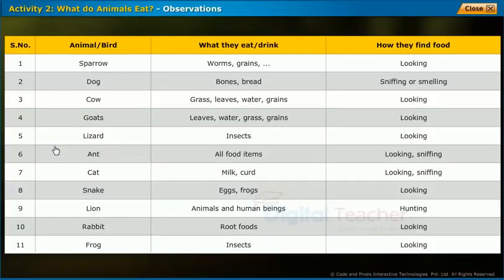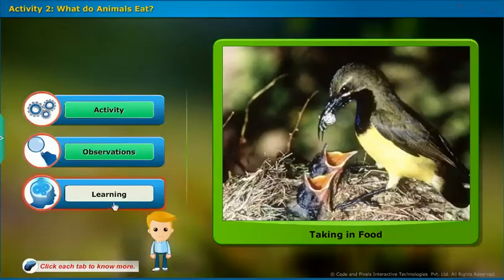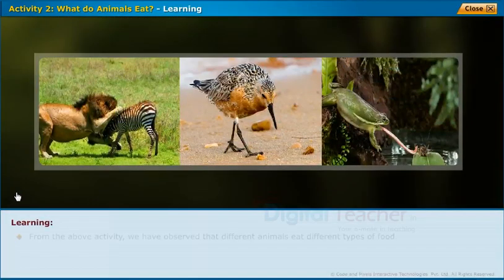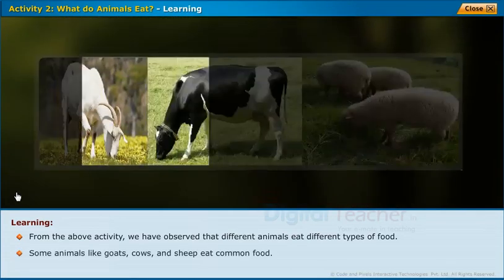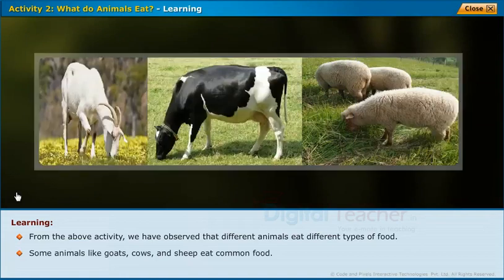The table on the screen gives information about what different animals eat. From the above activity, we have observed that different animals eat different types of food. Some animals like goats, cows, and sheep eat common food.